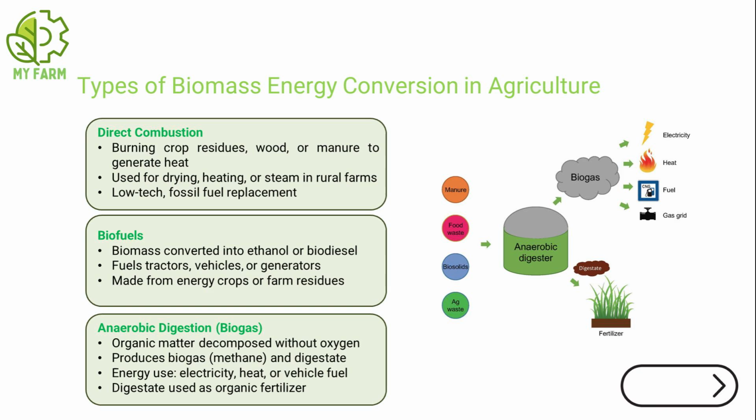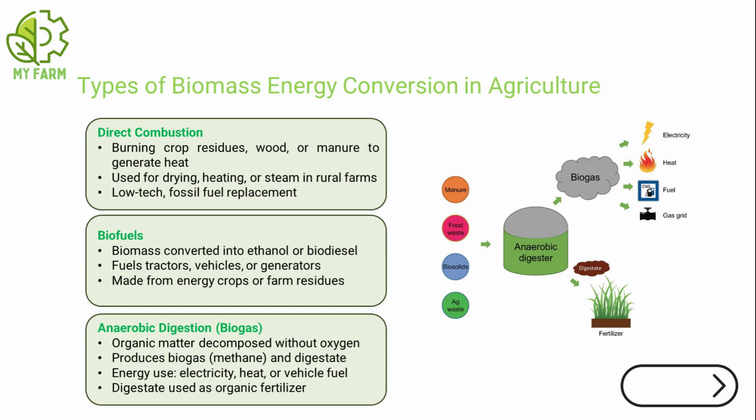Direct combustion is perhaps the most straightforward method of converting biomass into energy. It involves the controlled burning of organic materials, including crop residues such as stalks, husks, and straw, as well as wood chips or animal manure. The heat generated by this process can be used to warm greenhouses, maintain optimal temperatures in animal housing, dry crops after harvest, or produce steam for processing operations.